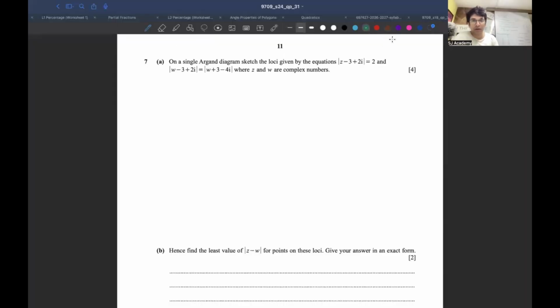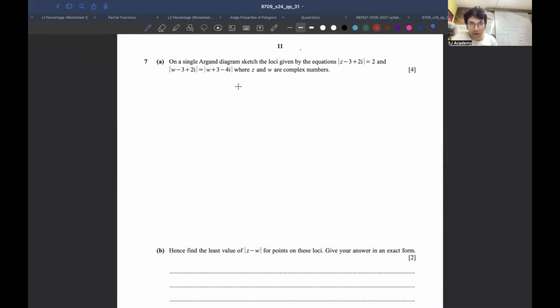In question number 7, it says on a single Argand diagram, sketch the loci given by the equation modulus of z minus 3 plus 2i equals 2, and modulus of w minus 3 plus 2i equals modulus of w plus 3 minus 4i, where z and w are complex numbers.